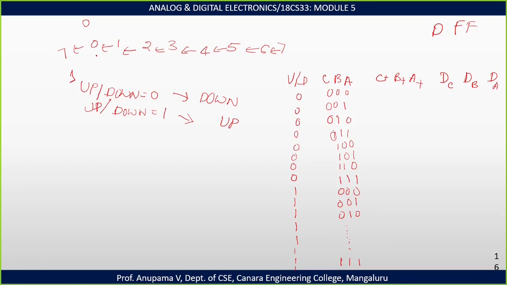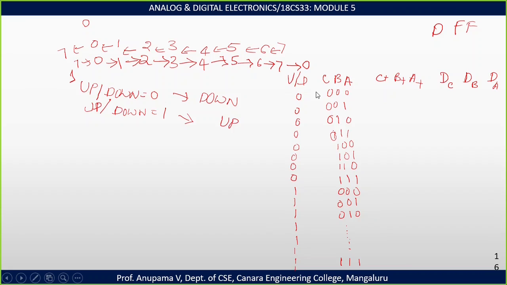When the up and down is 1, it will be counting upwards: 0 to next 1. After 1 it will count 2. After 2 it is going to count 3. After 3 it is going to count 4. After 4 it is going to count 5. After 5 it is going to count 6. After 6, 7. After 7 it is going to count 0, right?